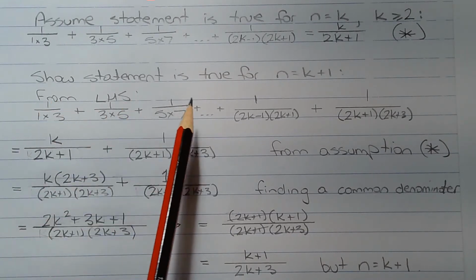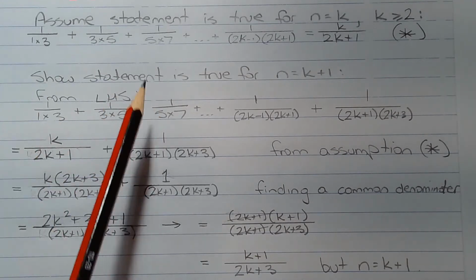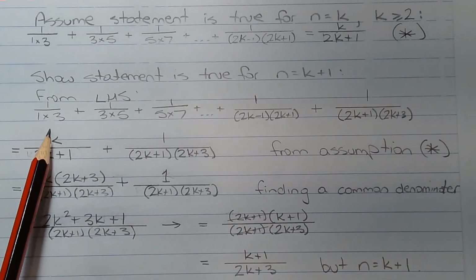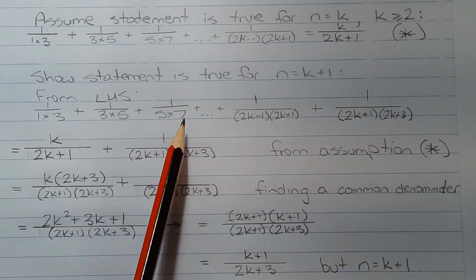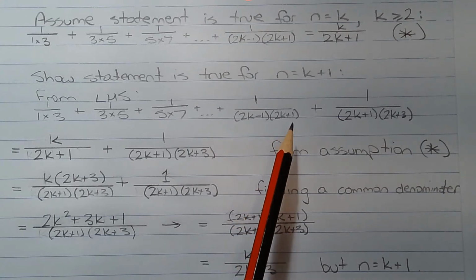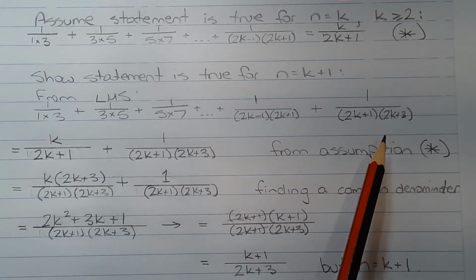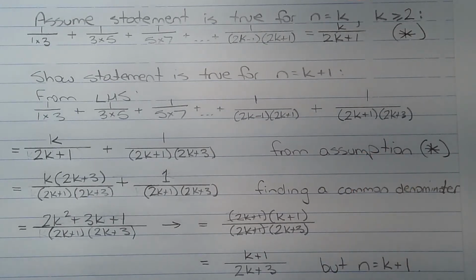Next, we show the statement is true for n equals k plus 1. So from the left-hand side of the assumption, we have 1 over 1 times 3 plus 1 over 3 times 5 plus 1 over 5 times 7 plus ... plus 1 over (2k minus 1) times (2k plus 1), plus the next term along, which is 1 over (2k plus 1) times (2k plus 3).